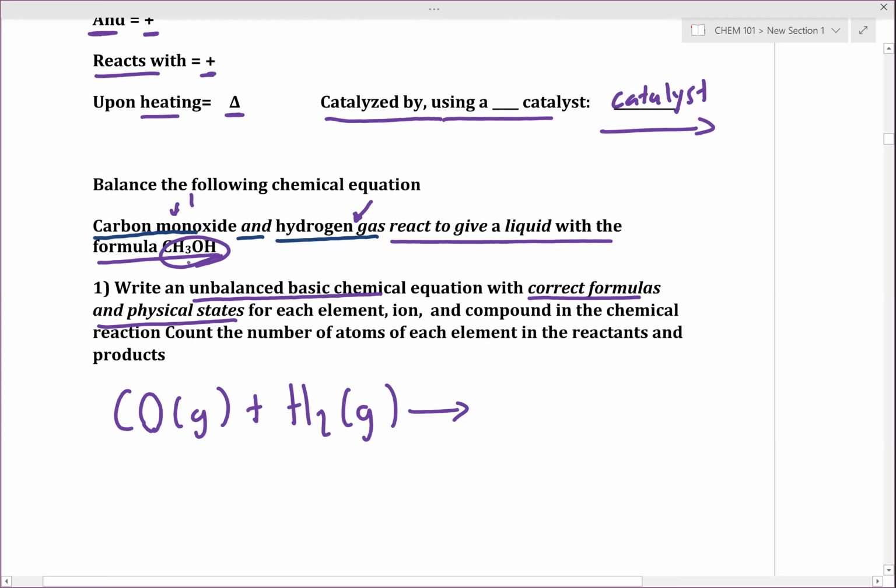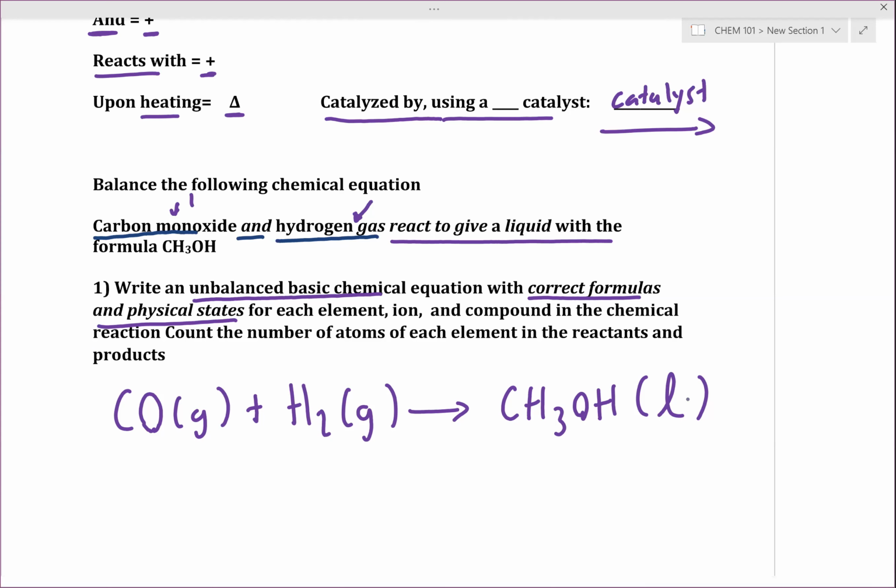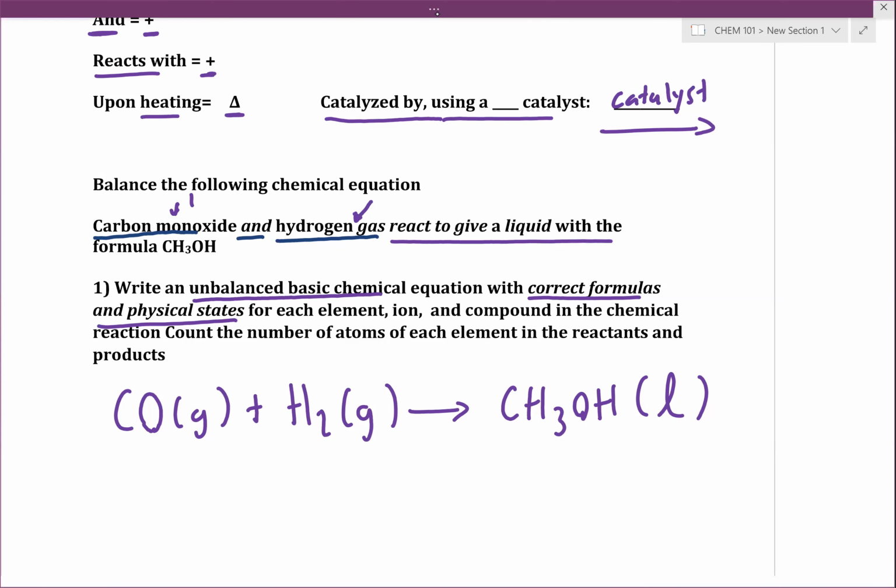CH3OH, we did talk about organic nomenclature just a little bit. This is known as methanol, so we'll just write the formula of methanol. And what is the physical state of this compound? Liquid. We're given that in the problem. Okay, perfect. So this is our skeletal chemical equation. As you see, without nomenclature, you wouldn't be able to even start this problem. This is why I emphasize nomenclature as a critical skill.